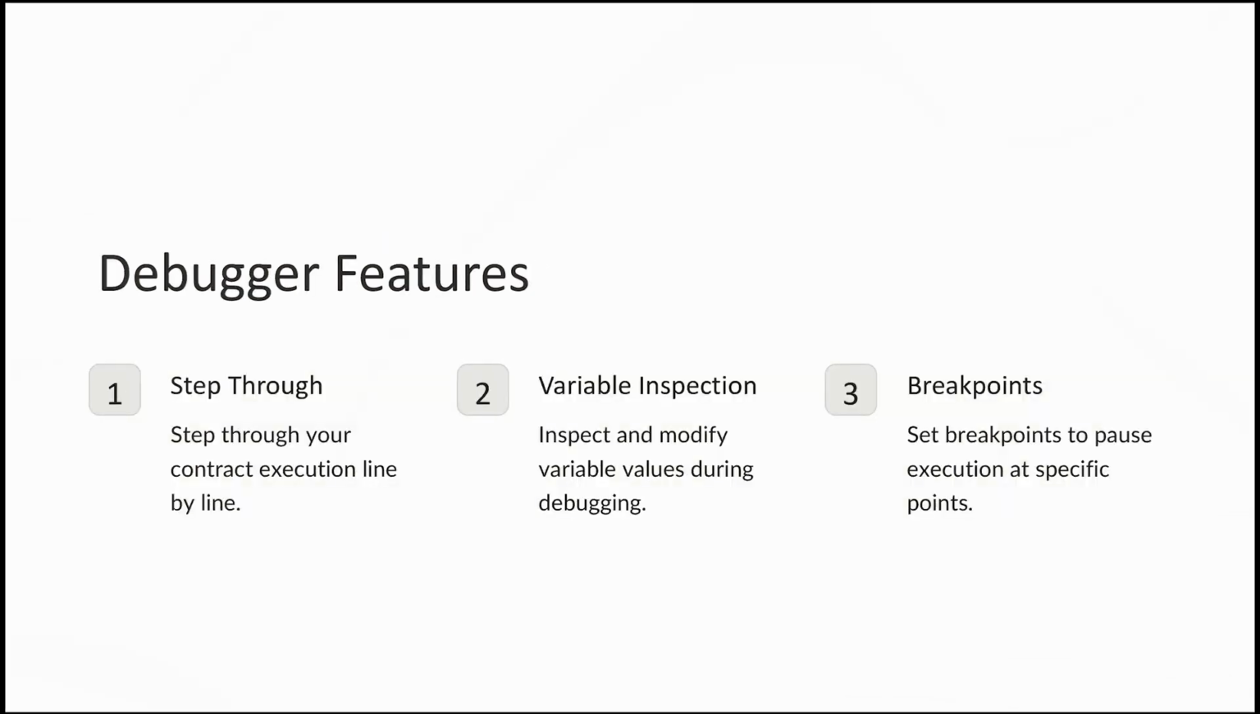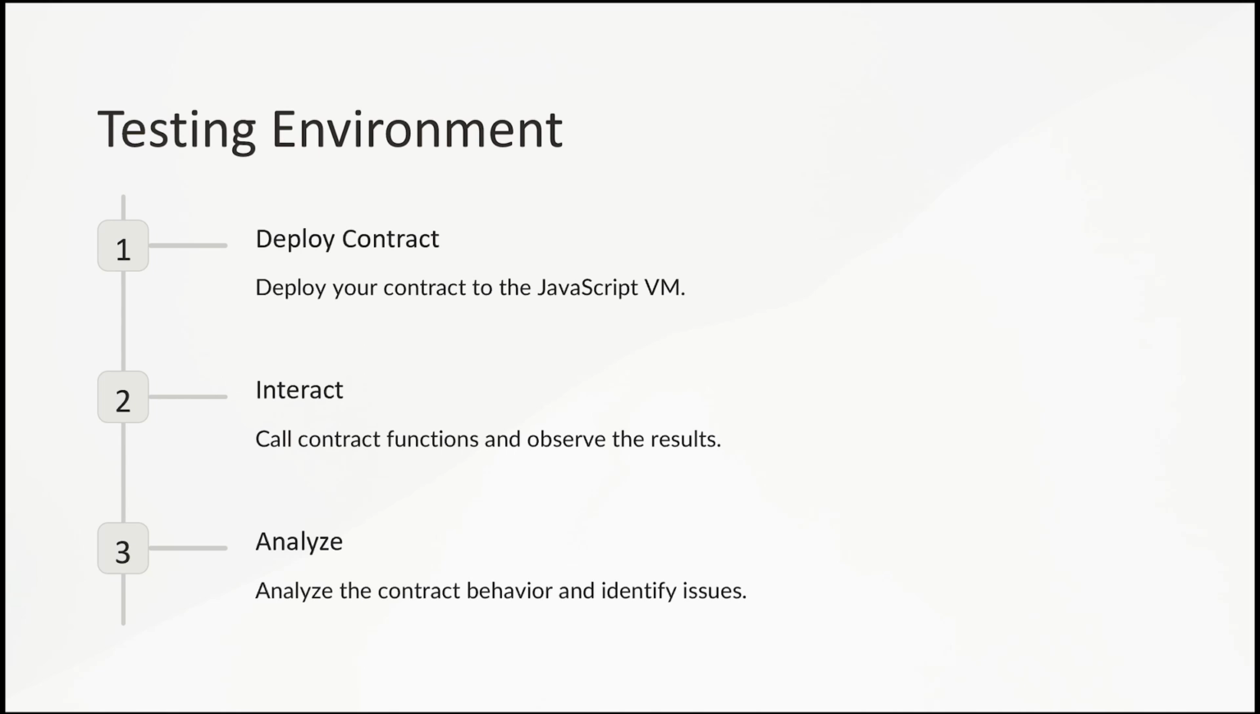The Remix Debugger gives you features that let you step through your contract execution line by line, inspect and modify variable values during debugging, and set breakpoints to pause execution at specific points. You can test your contracts by deploying them to the JavaScript VM, then call contract functions and observe the results. You can analyze the contract behavior and identify issues.